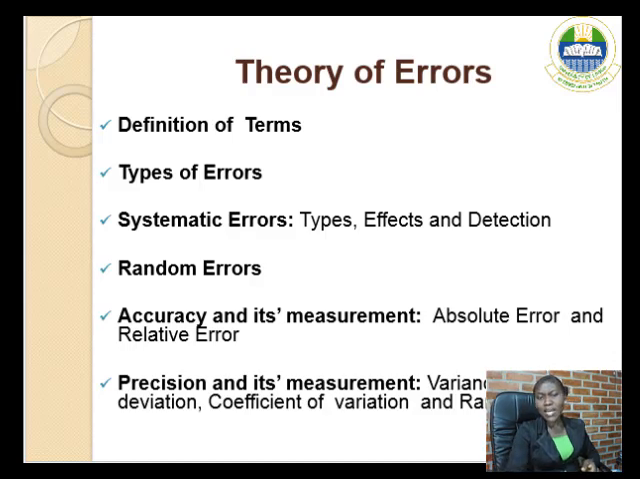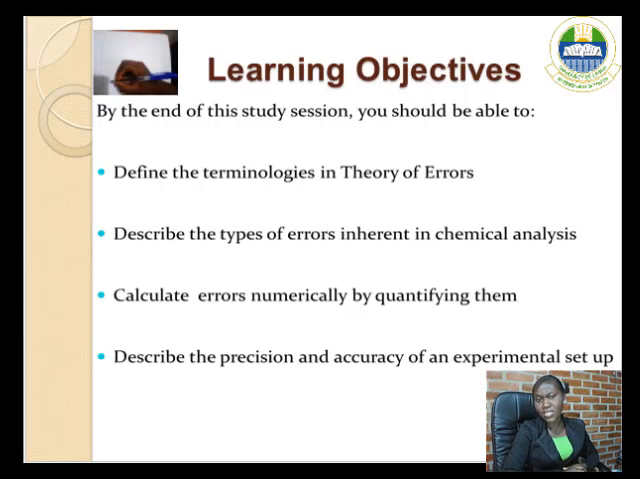Now, let's talk about learning objectives. By the end of this study session, you are expected to be able to define the terminologies in theory of errors, to also be able to describe the types of errors inherent in chemical analysis, then also calculate errors numerically by quantifying them. You are also expected to be able to describe the precision and accuracy of an experimental setup.